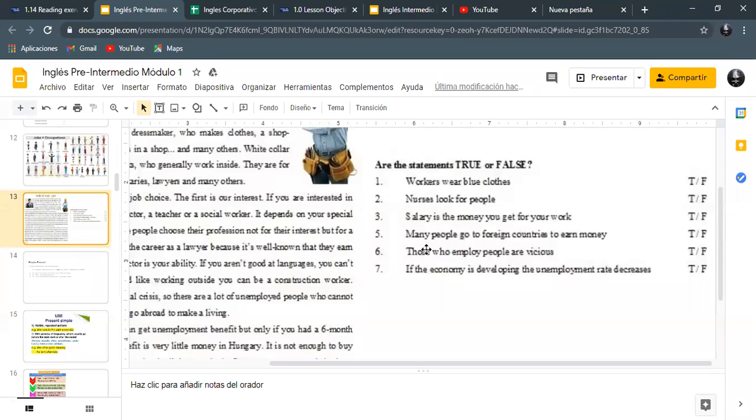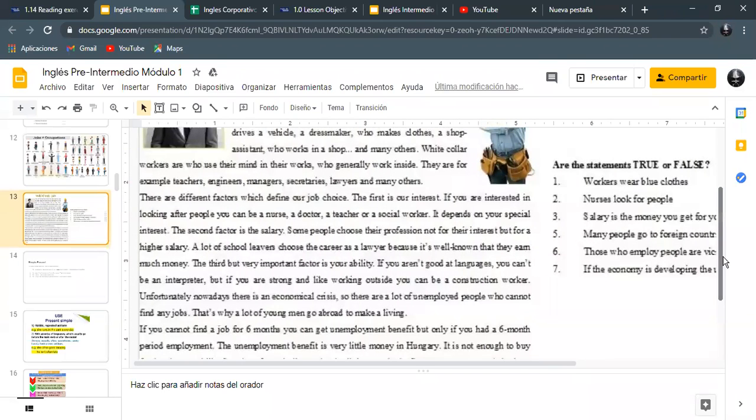Number three, salary is the money you get for your work. True. Number five, many people go to foreign countries to earn money. True. Number six, those who employ people are vicious. False. Good. And number seven, if the economy is developing, the unemployment rate decreases. True. Okay, very well. Now we're going to check some vocabulary.